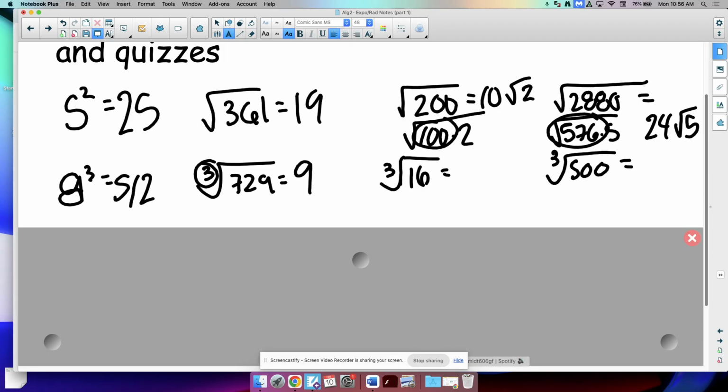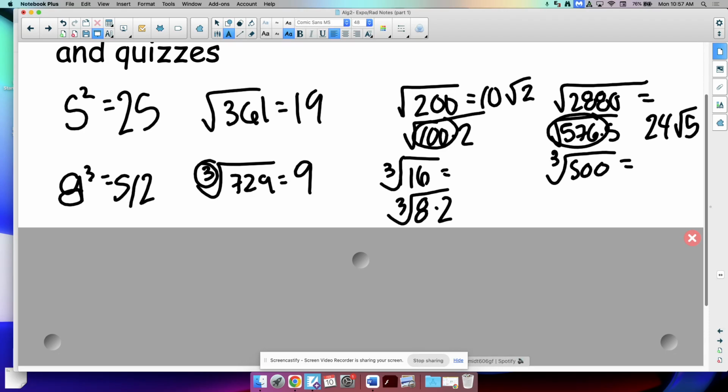Next one, again, 3rd root of 16. So we're trying to figure out what number times itself 3 times. Is 16 on the list of x to the 3rd? No. What number in the list of x to the 3rd divides 16? 8.